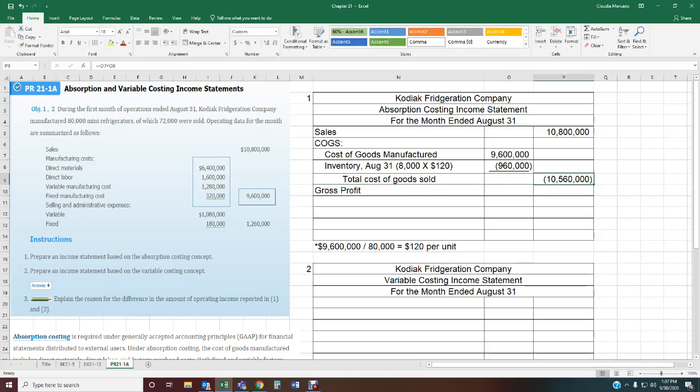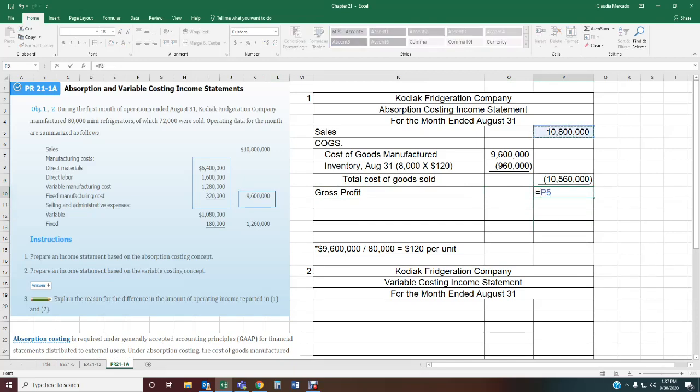Now I can calculate my gross profit. Your gross profit is going to be your sales minus your total cost of goods sold. Let me see, did I get that right? I think this number is incorrect. There we go. 8,640,000. It needed to be a minus. So my gross profit is the sales minus my total cost of goods sold, which is $8,640,000. That gives me a gross profit of $2,160,000. Now, after my gross profit, I need to deduct my selling and admin expenses.